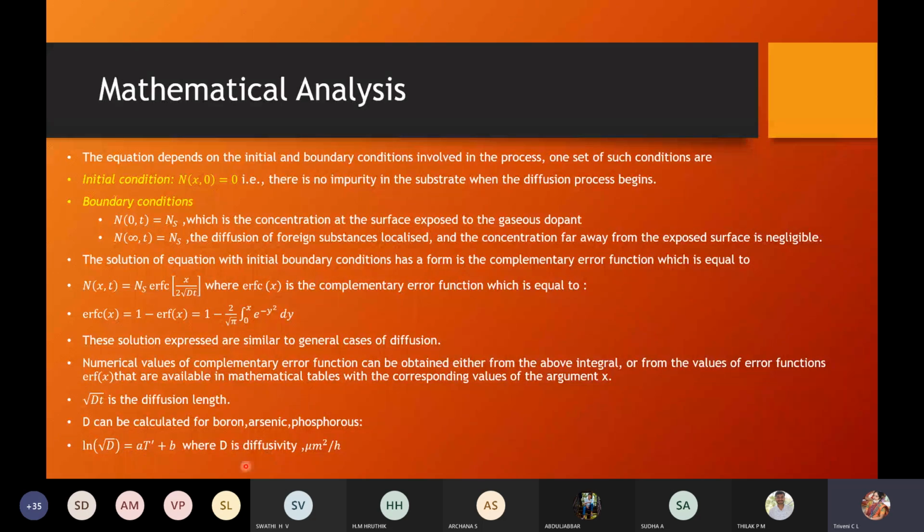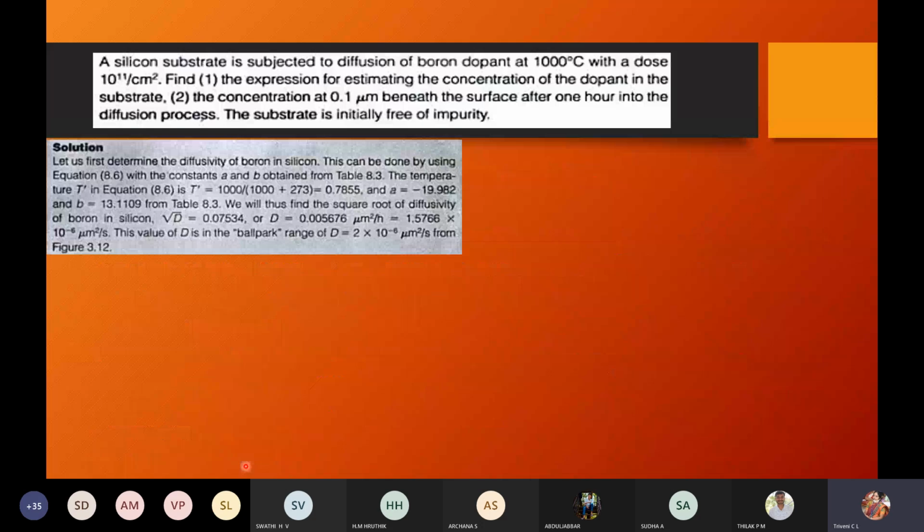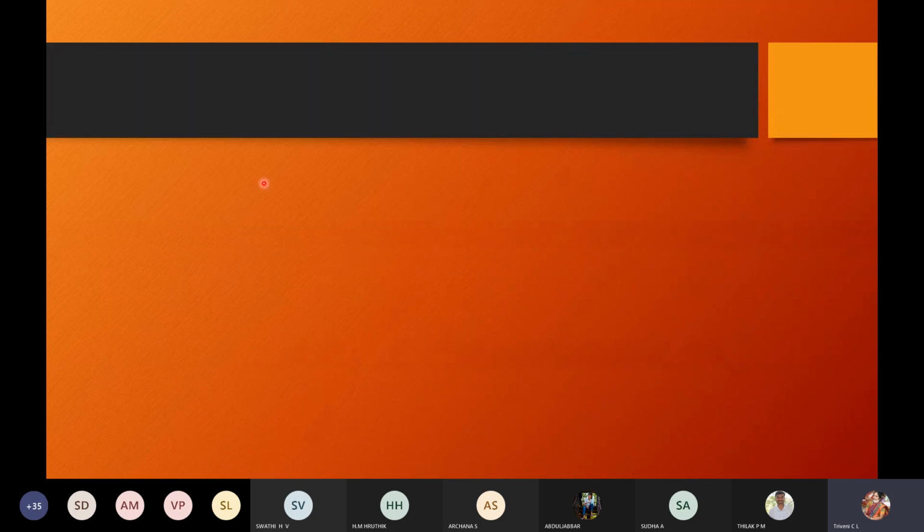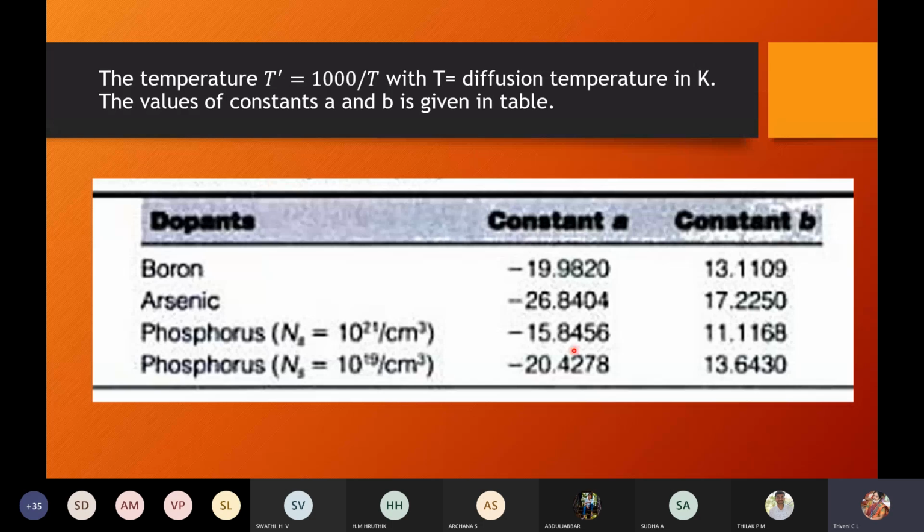So here we are supposed to calculate the diffusivity. Let us calculate the diffusivity for that one here, with A and B. Where will we take A and B from? We have to take it from these equations here, right? Which one are you taking here? You are taking the boron dopant. So for boron dopant, the value of A is minus 19.9820, and B is 13.1109 here.